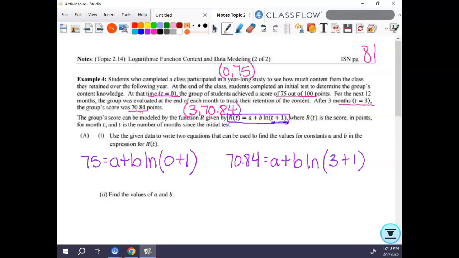And so then we took those two ordered pairs. They gave us what our natural log equation is supposed to look like. We put in the information to write two equations, but we literally do nothing else, right?